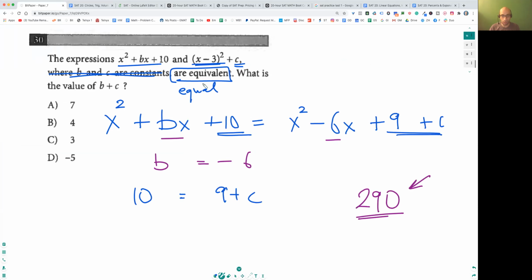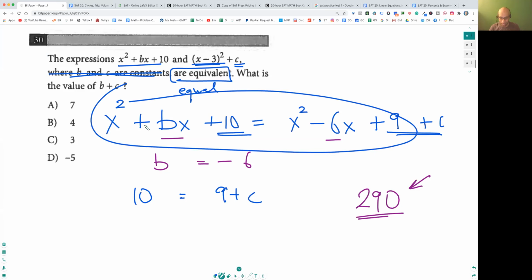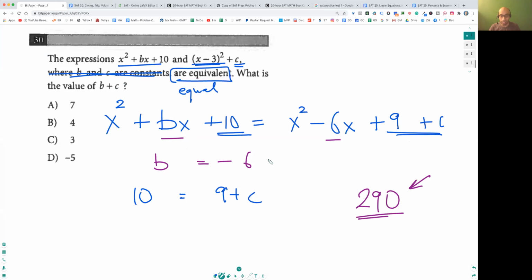They're just trying to trick us. They just give you all this complicated language. Actually, it's super easy, right? If they'd given you this, it would be so easy to solve it, right? All you got to do is this. And now B is equal to -6. C, you can see, is 1, right? And B plus C over here. So C is equal to 1. B is equal to -6. When you add them, you get -5, right?